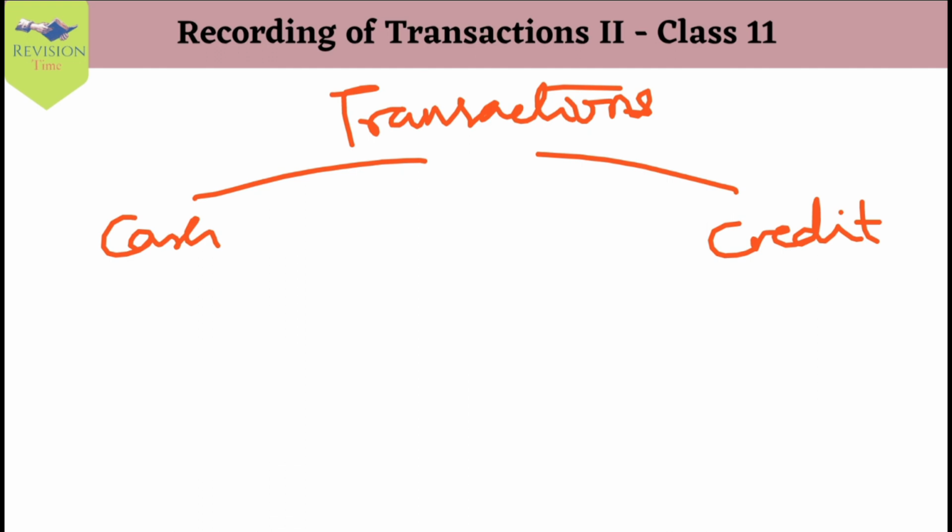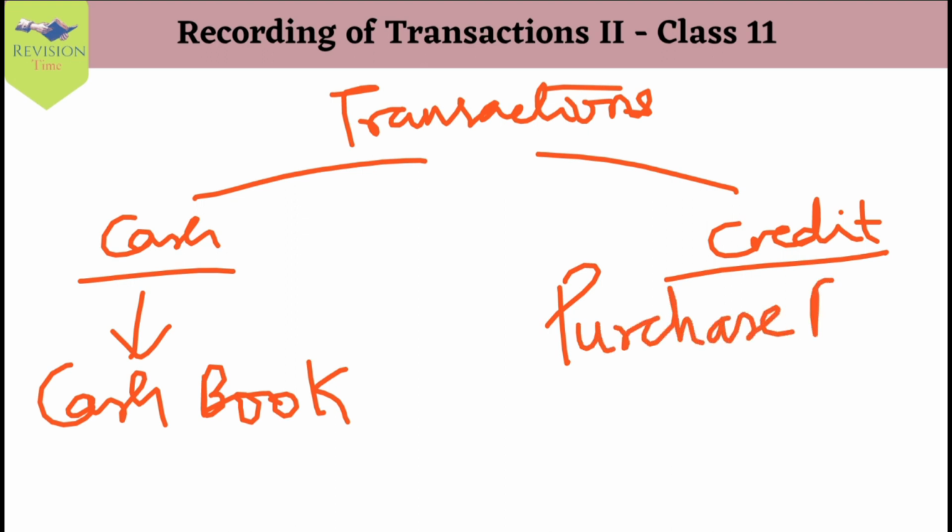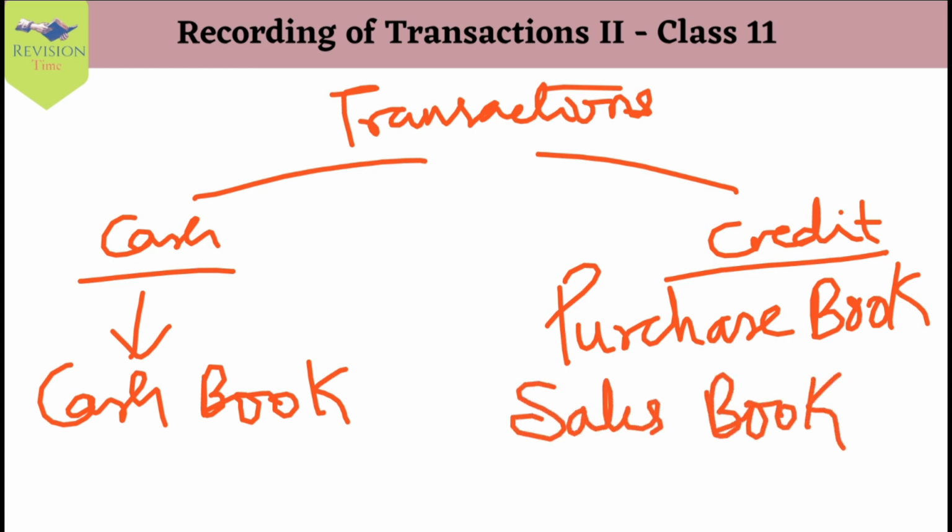So basically cash transaction will normally be posted into cash books, obviously, but credit transactions, credit purchase or credit sales, are recorded in subsidiary books. Credit purchase in purchase book and credit sales in sales book. Today we will be studying entirely about purchase book.